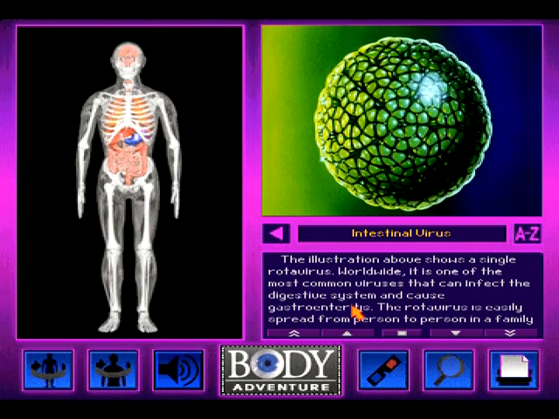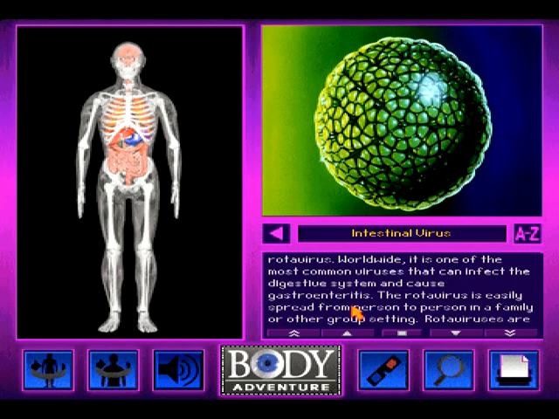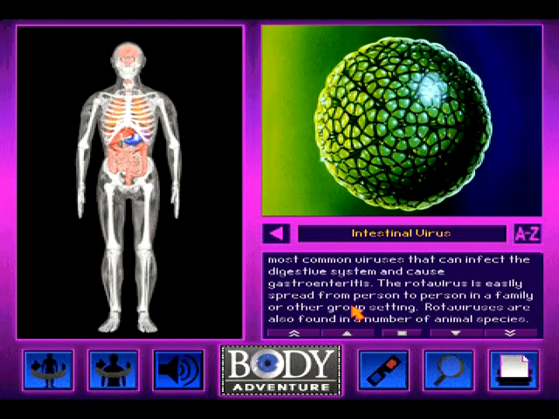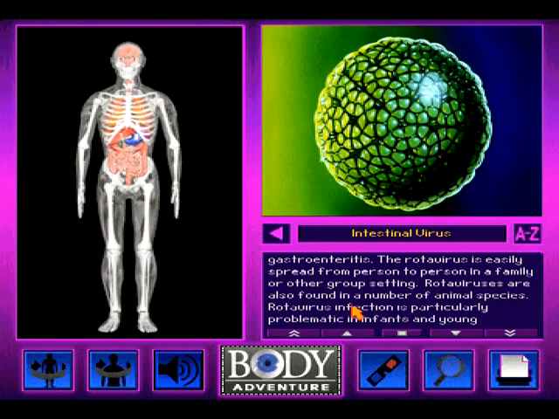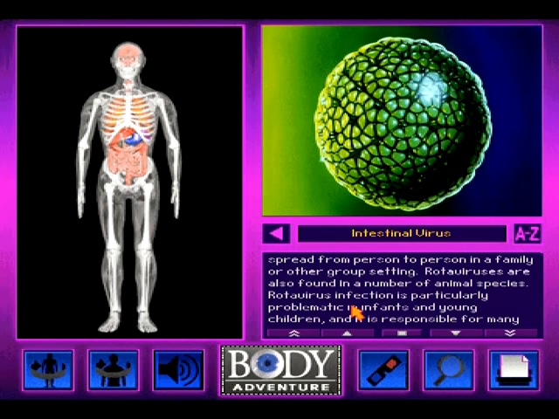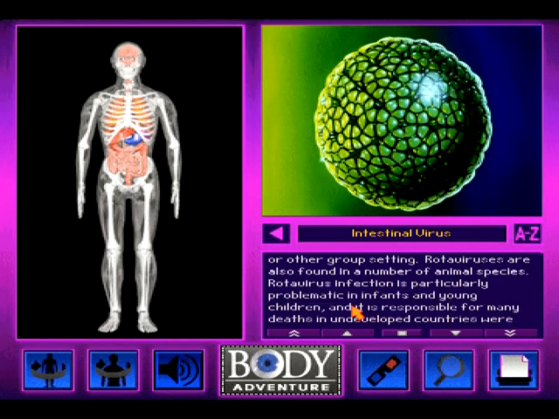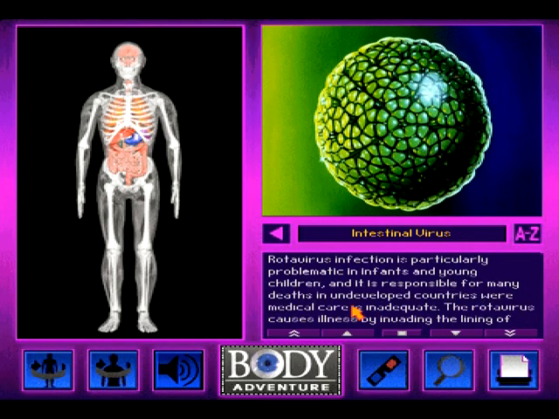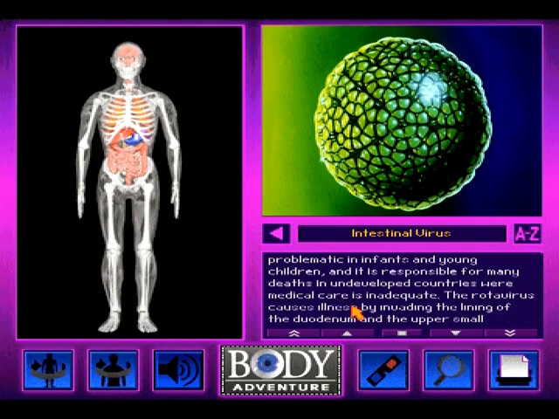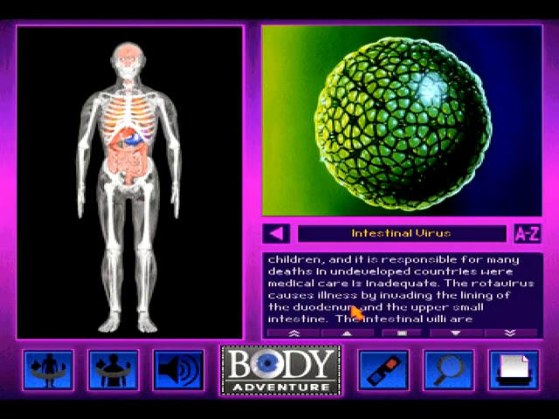Intestinal virus. The illustration above shows a single rotavirus. Worldwide, it is one of the most common viruses that can infect the digestive system and cause gastroenteritis. The rotavirus is easily spread from person to person in a family or other group setting. Rotaviruses are also found in a number of animal species. Rotavirus infection is particularly problematic in infants and young children, and it is responsible for many deaths in undeveloped countries where medical care is inadequate.